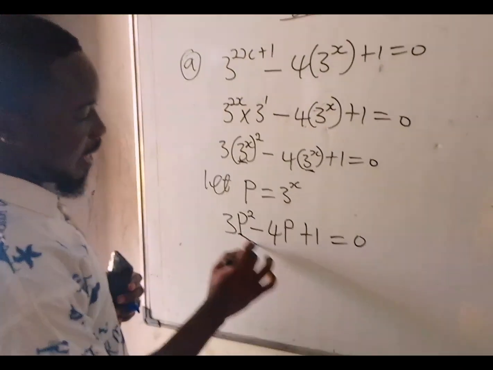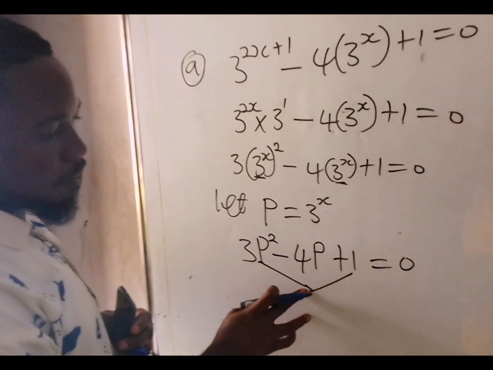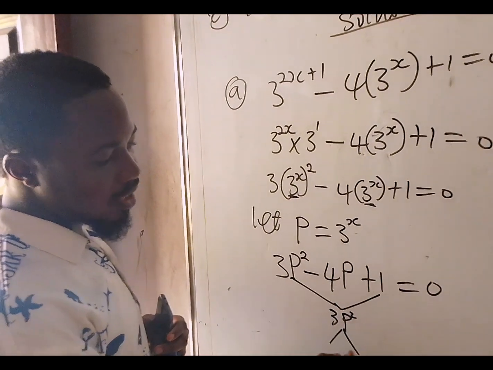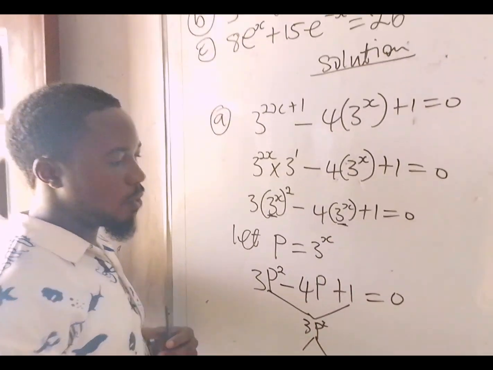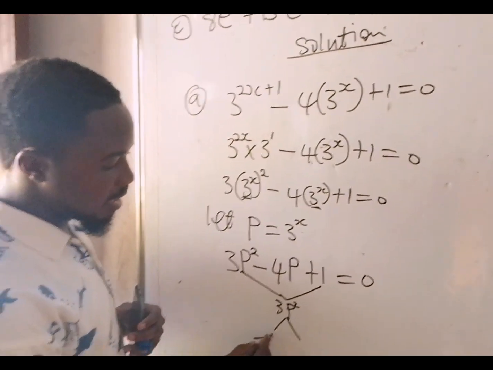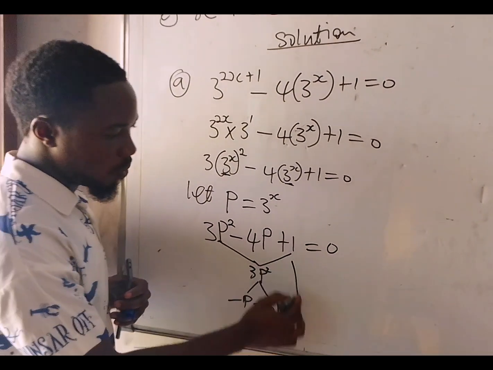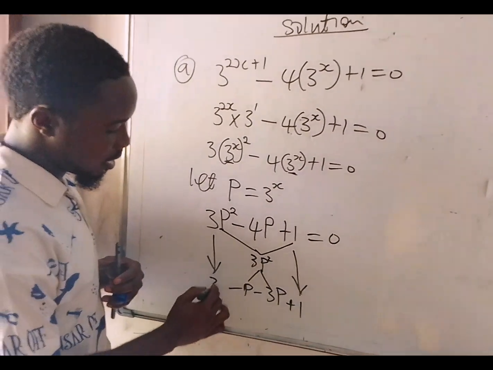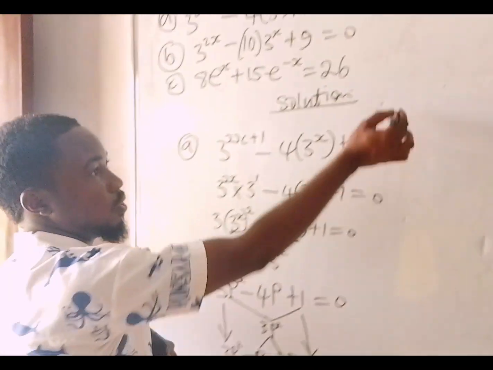So first, let's multiply this term to this term. 3p squared times 1. This will give us 3p squared, right? So let's look for two numbers that when we multiply, we get 3p squared. When we add, we get negative 4p. That's a negative p and a negative 3p, right? So we bring this down, which is plus 1. We bring this down, which is 3p squared. I'm sure you're following. Good. So let's just quickly complete it here.